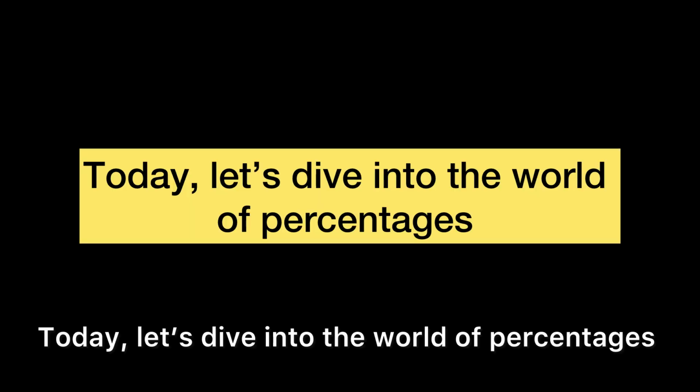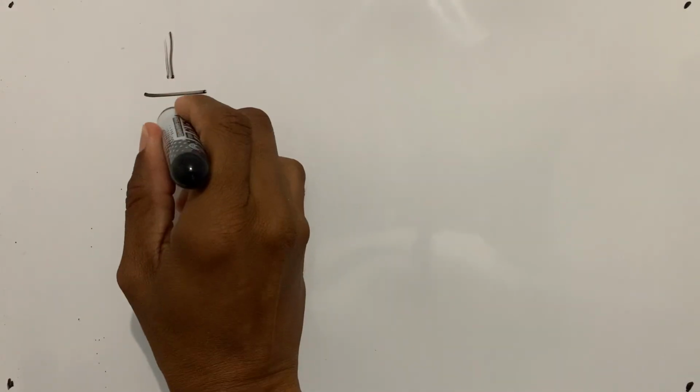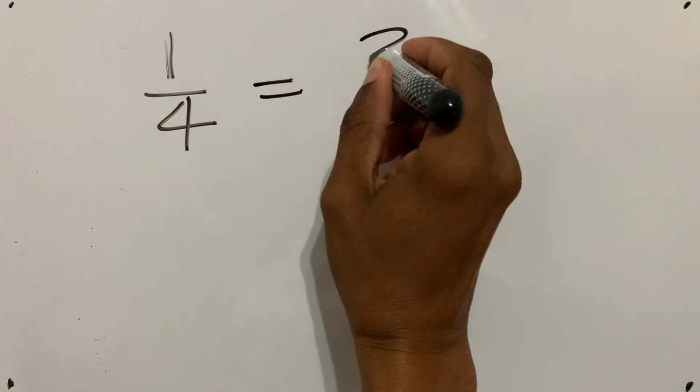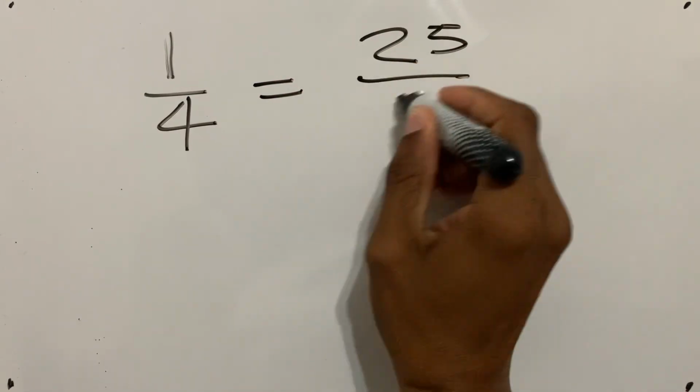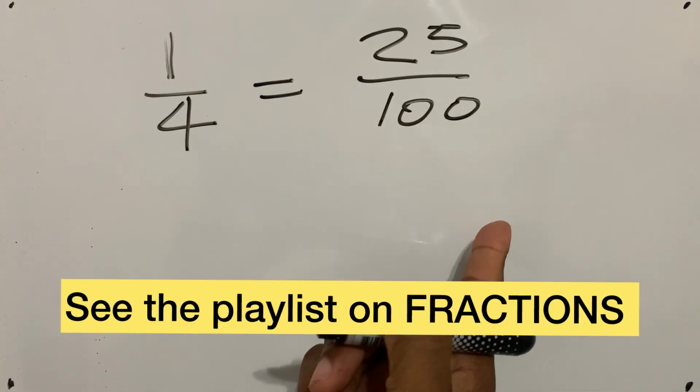Today, let's dive into the world of percentages. Fractions with a denominator of 100 are called percentages. So if we have a quarter, we know that a quarter is the same thing as 25 over 100. Someone may ask, how did we just get that?